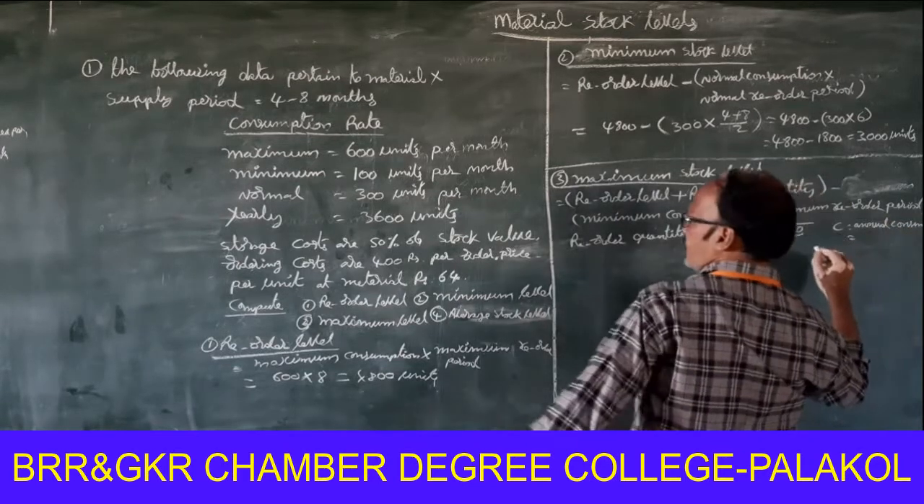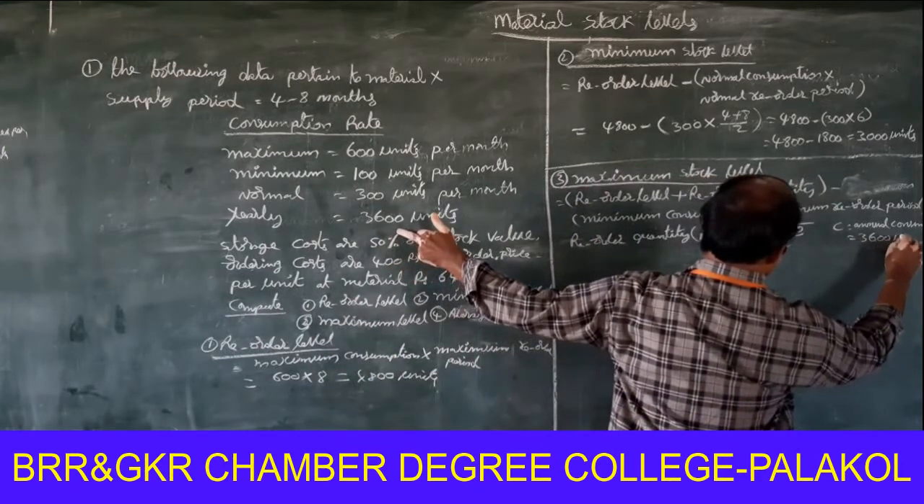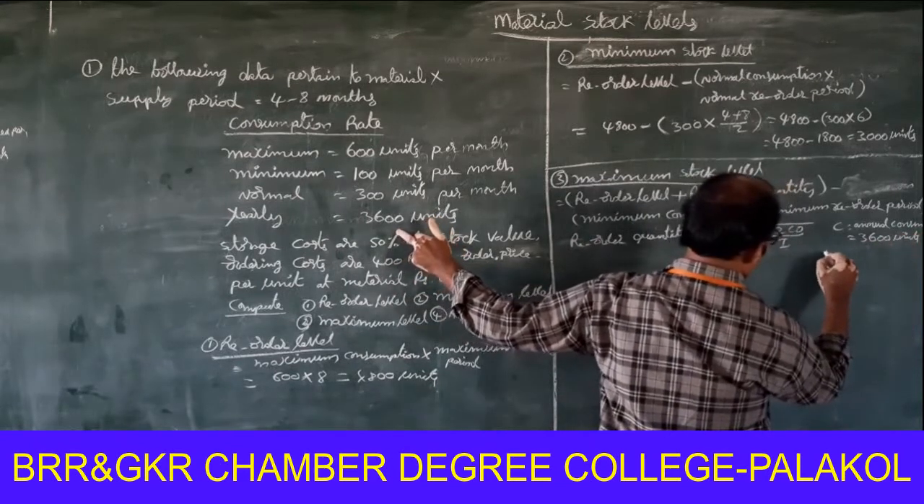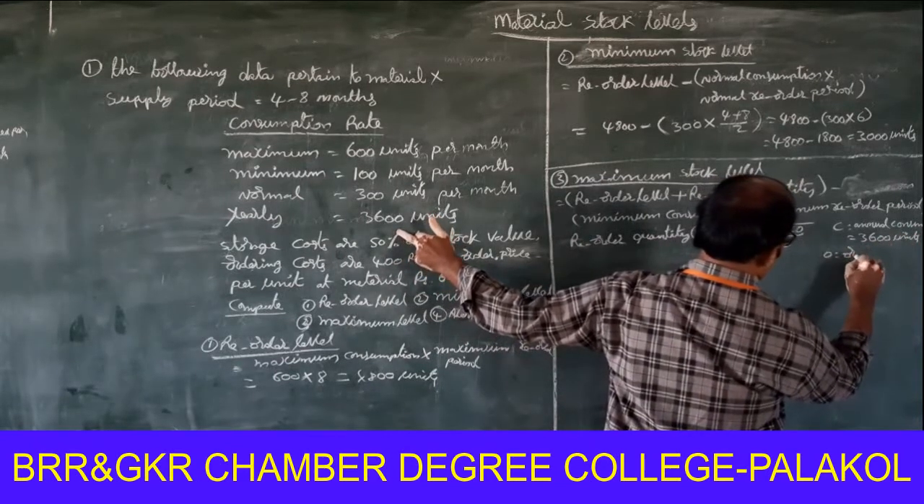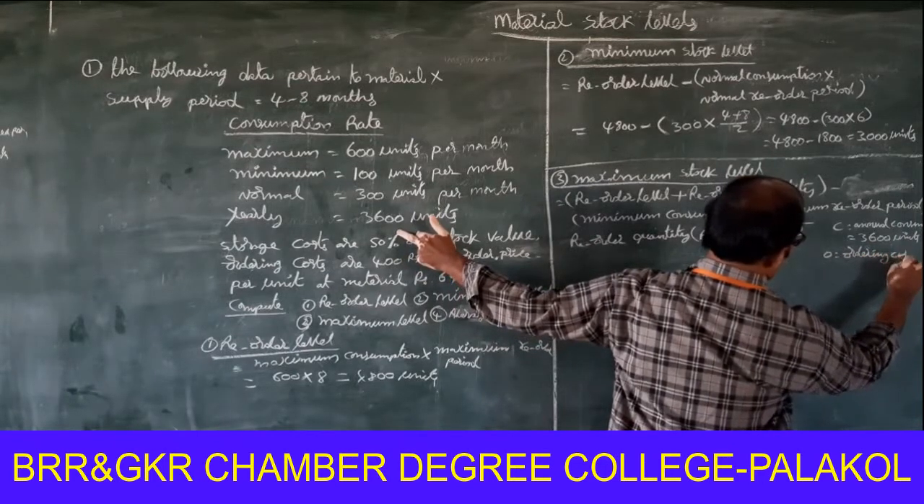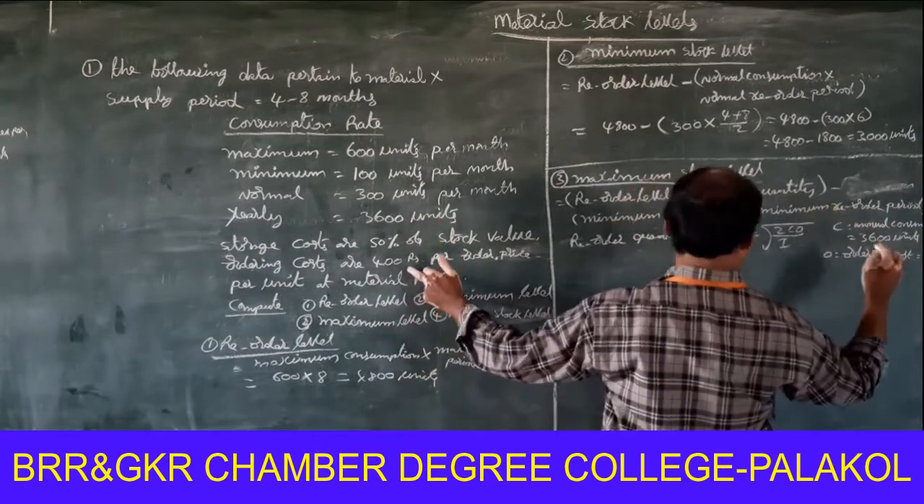C is equal to annual consumption. How much? 3600 units. O is equal to ordering cost. How much? 400.